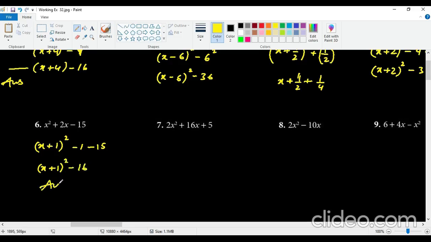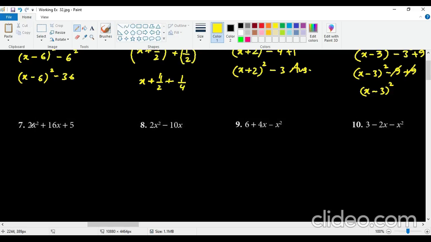Things get tricky when you have a coefficient of x square. So the first thing you should do is just take 2 out. That means 2 will be kept outside, and you will be solving this x thing first. So you should solve x square plus 8x plus 5. We just keep this 5 away and we solve the bracket first.